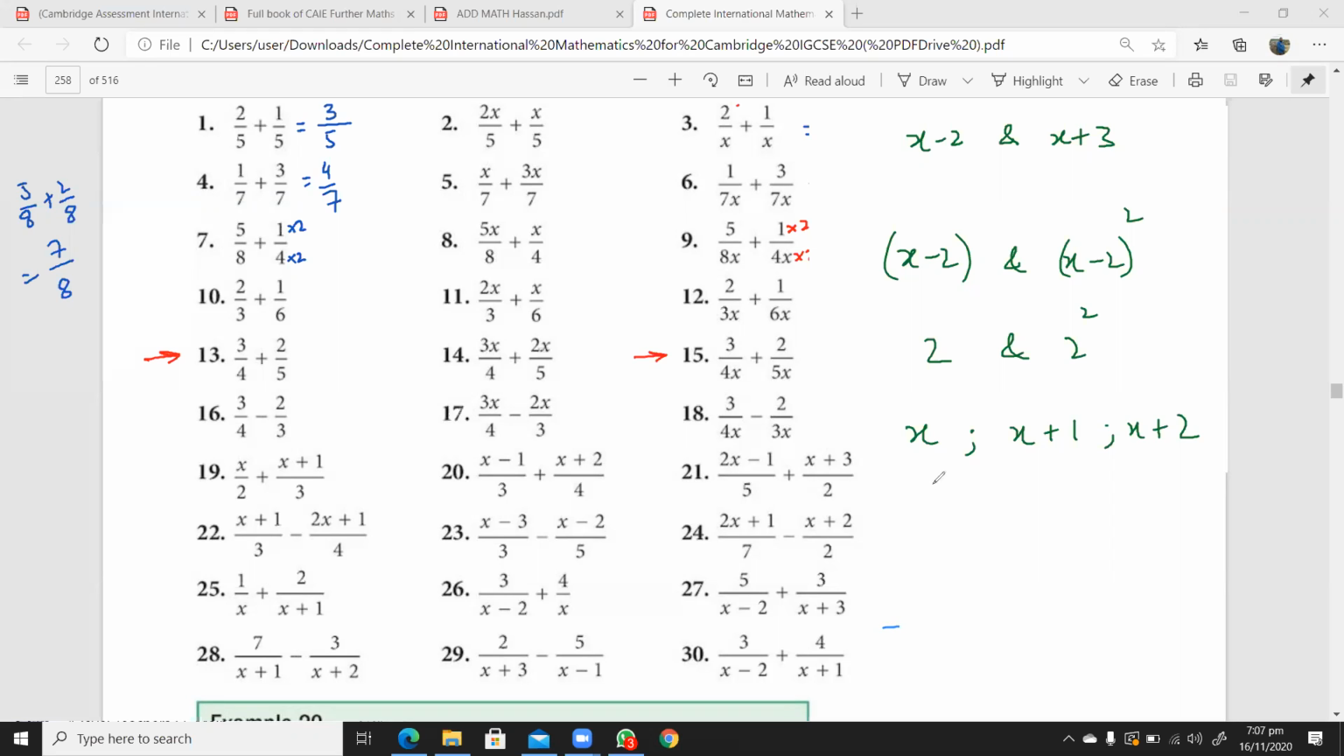Yes, Malaika, what do you think? What is the LCM of x, x plus 1, and x plus 2? It is x into x plus 1 into x plus 2. That is the LCM. बच्चों देखो, x into x plus 1 into x plus 2. Are you convinced or not? Tell me.